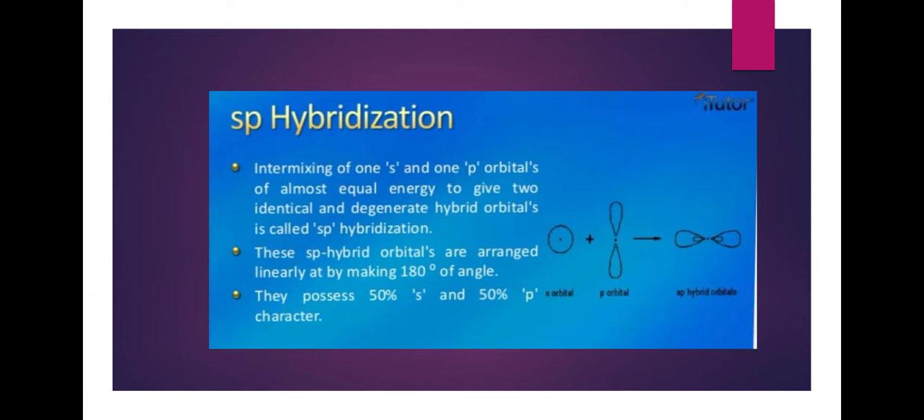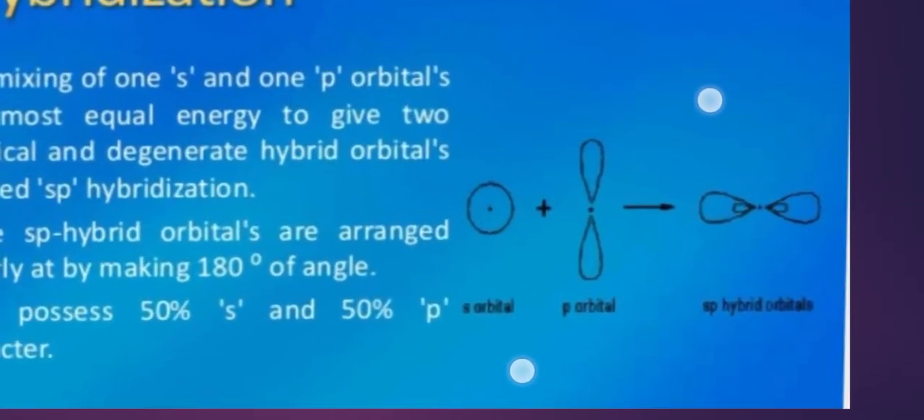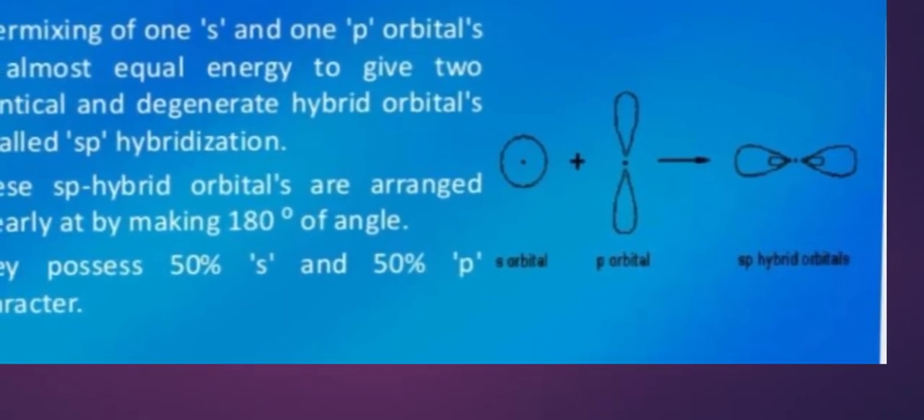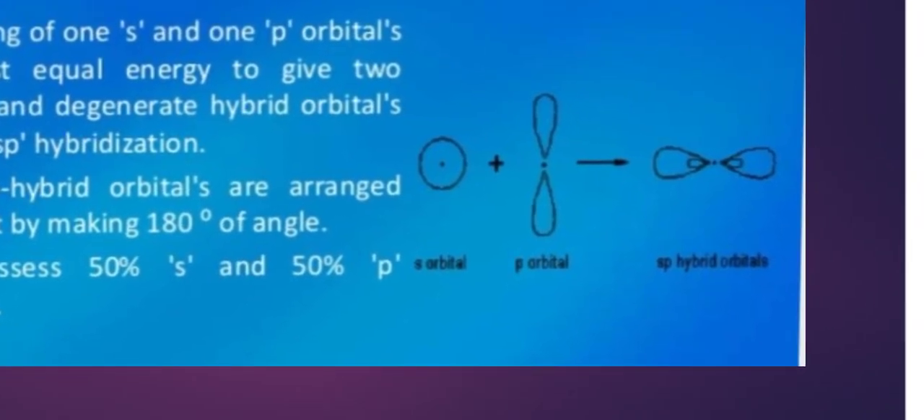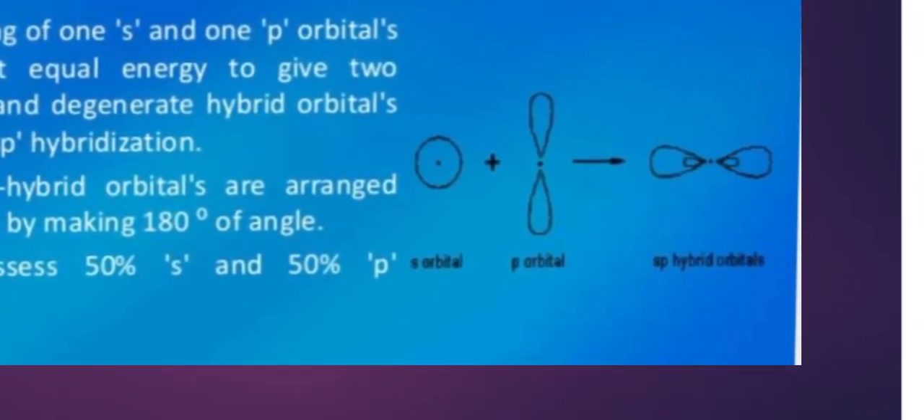These sp hybrid orbitals are arranged linearly, making a 180 degree angle. They possess 50% s and 50% p character. As we can see here in the diagram, here is the s orbital and the p orbital. These two intermix and form an sp orbital. This is the sp hybrid orbital.